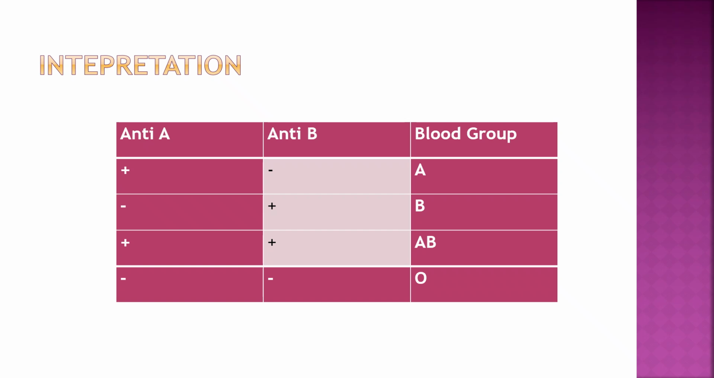If clumps are present in anti-B and no clumps in anti-A, it is B group. If clumps are seen in both the anti-A and anti-B, then it is AB group. And if no clumps are seen, it is O group. So O group means it has no antigen.